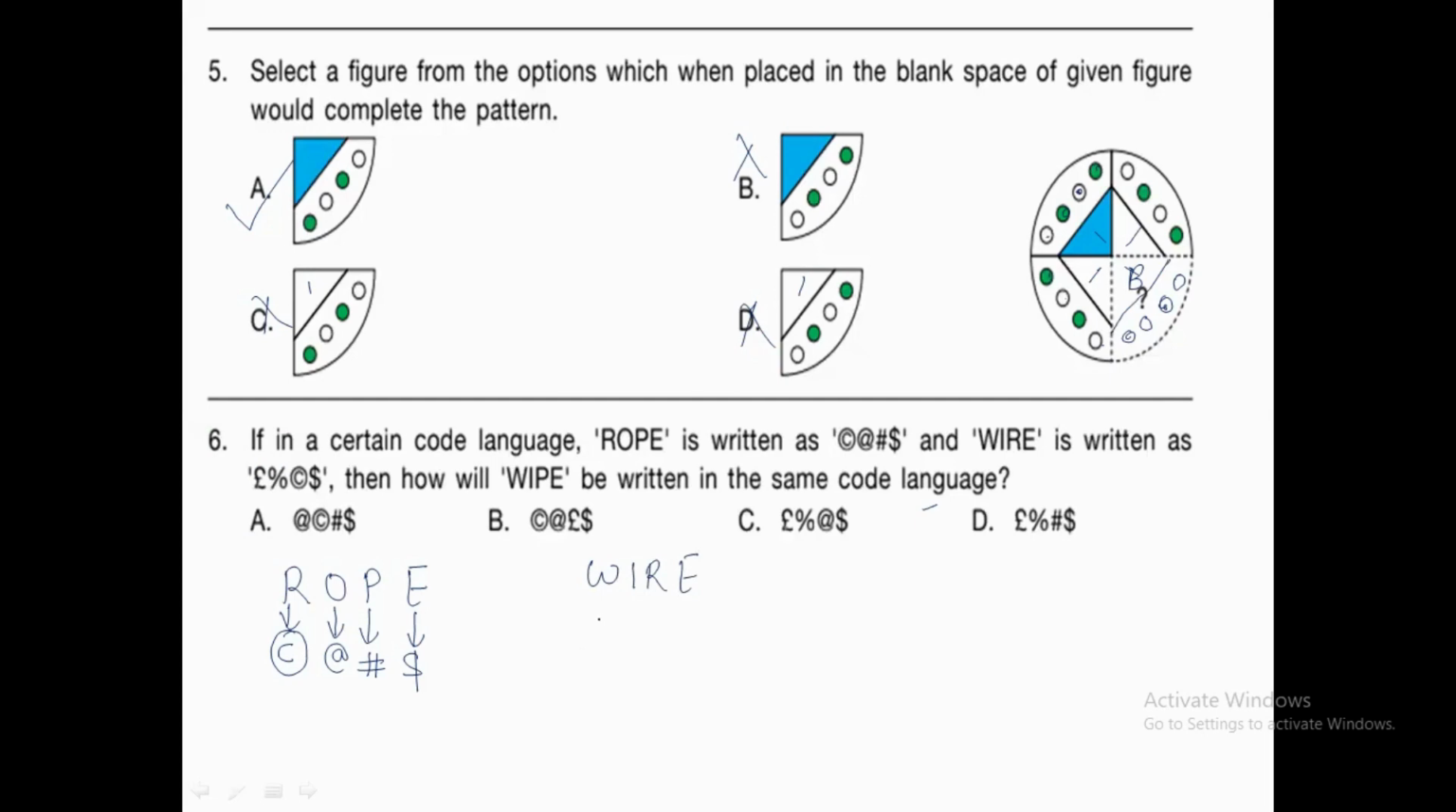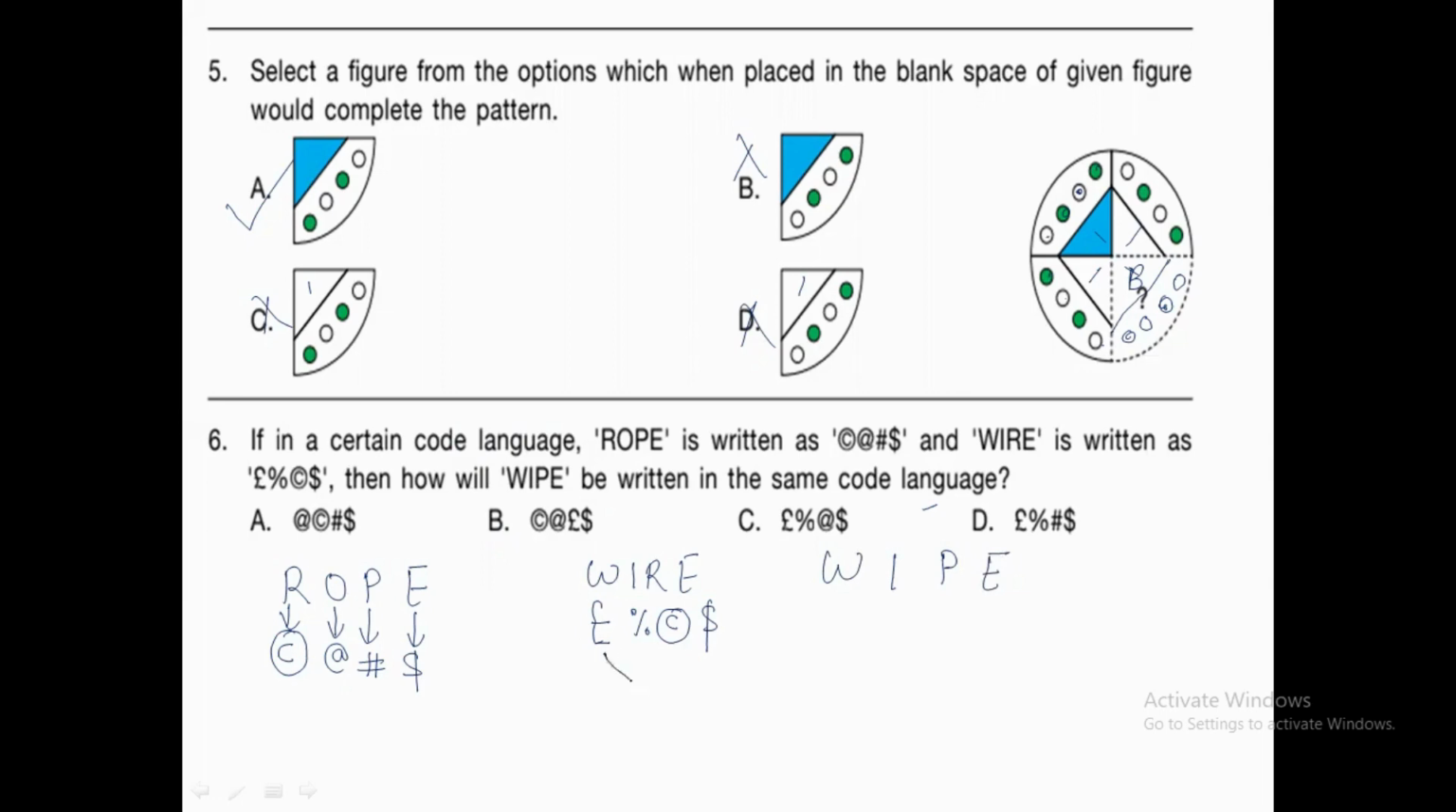W is represented by this pound sign, I is represented by the percent sign, R is represented by this that we all know, and E is here by the dollar sign. So R means this copyright sign, O means at sign, P means hash sign, E means dollar sign, W means this pound sign, I means this percent sign, R and E are already done. Now the question is asking for the code of WIPEY. So how are we going to find it?